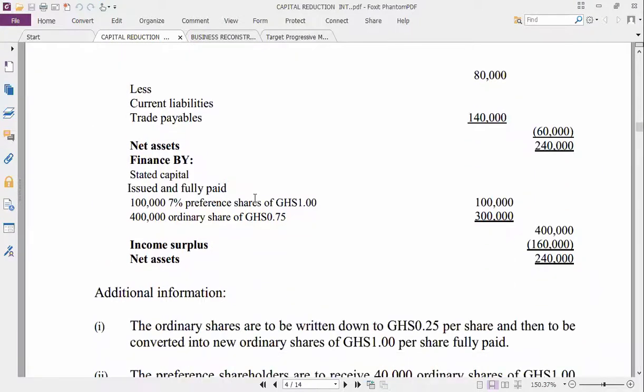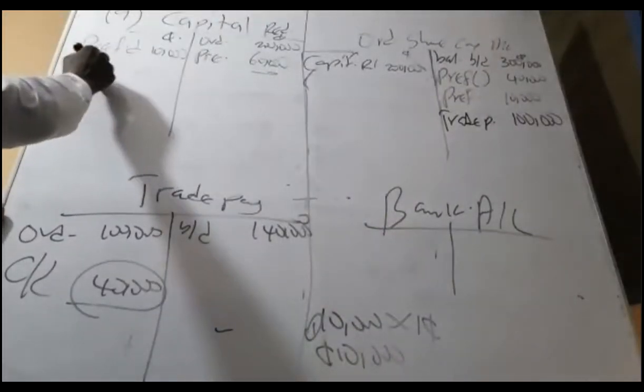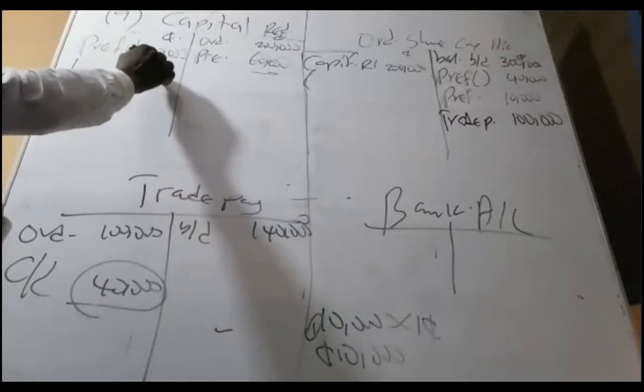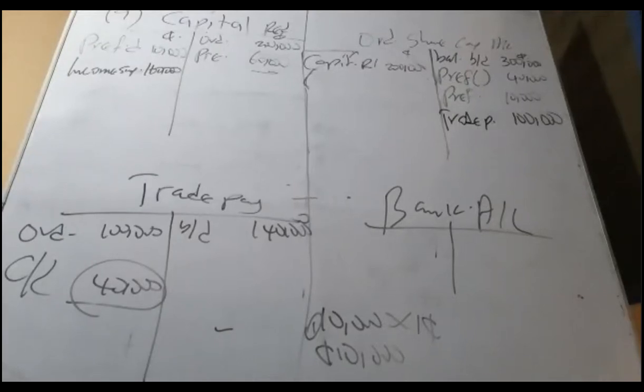So income surplus is what? Income surplus, 160,000. So let's go and include it in what? The loss side. So 160,000 capital reduction, income surplus 160,000. Good. Then let's continue to the next note.